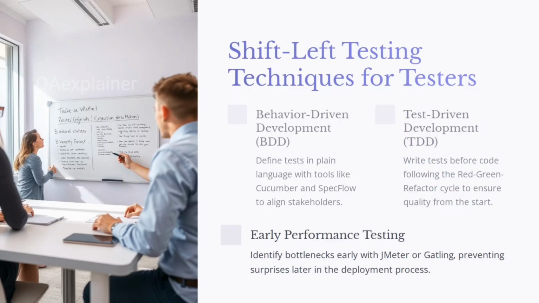Now, early performance testing. We can use early performance testing to reduce bottlenecks, using different kinds of tools like JMeter, Gatling, and K6. That prevents surprises if any issues come up later in the deployment process.